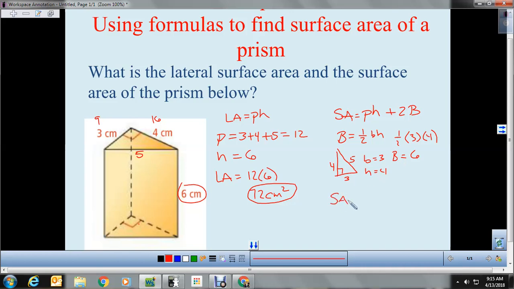So to find the surface area, now we'll plug our numbers in. We got 72 as our lateral surface area plus 2 times the area of the base. That gives us 72 plus 12, and that leaves us with 84 square centimeters as our surface area. So surface area is everything, including the lateral area plus the area of the 2 bases.